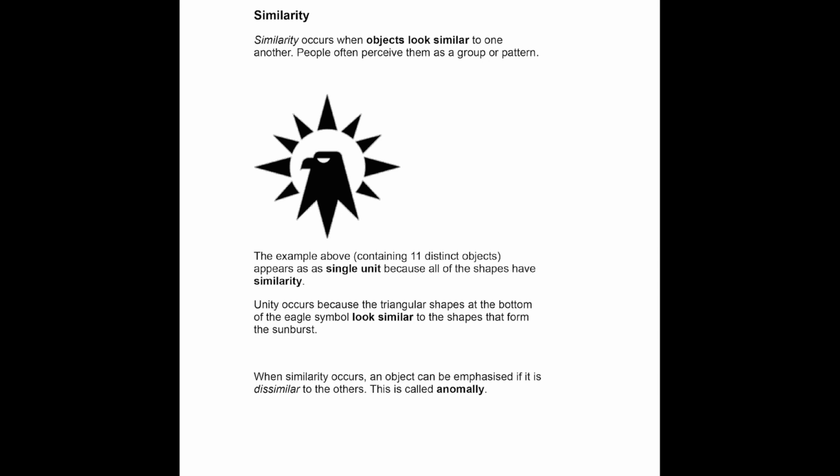Unity occurs because the triangular shapes at the bottom of the eagle symbol look similar to the shapes that form the sunburst around the perimeter of the eagle's head. When this principle occurs, an object can be emphasized if it is dissimilar to the other objects. This is called an anomaly.